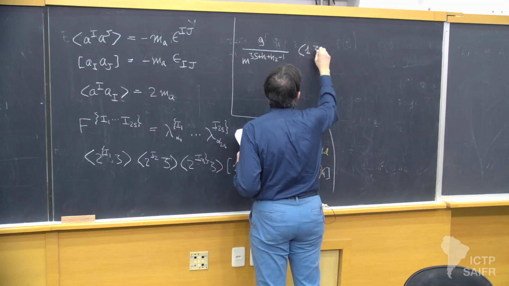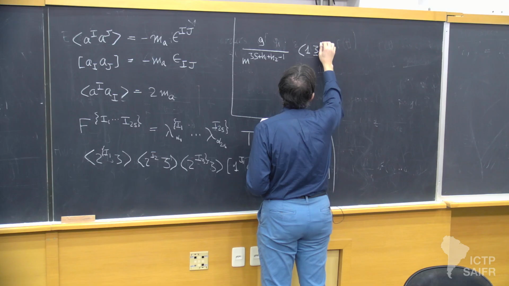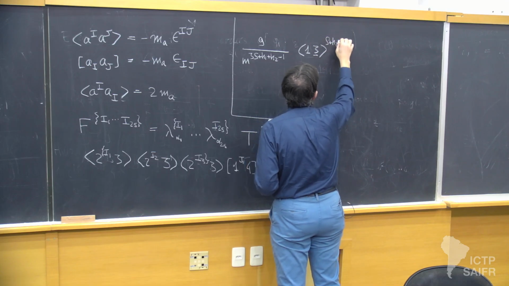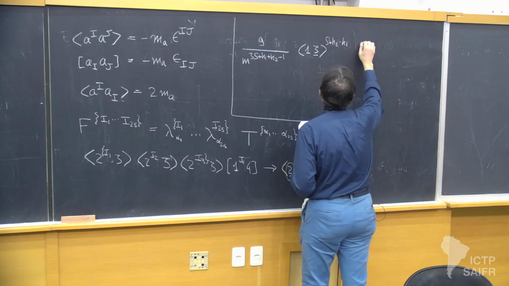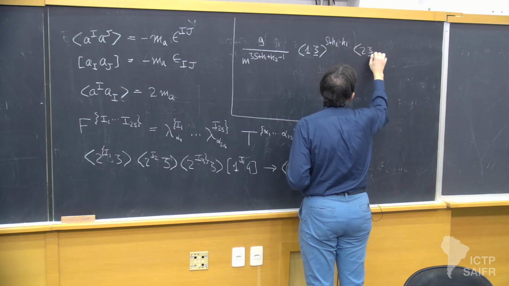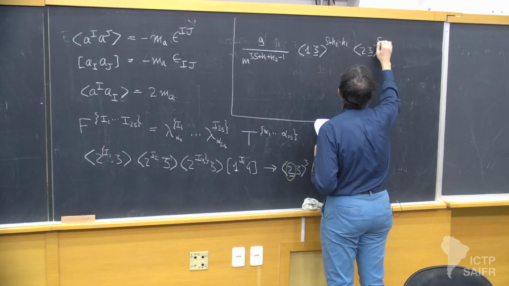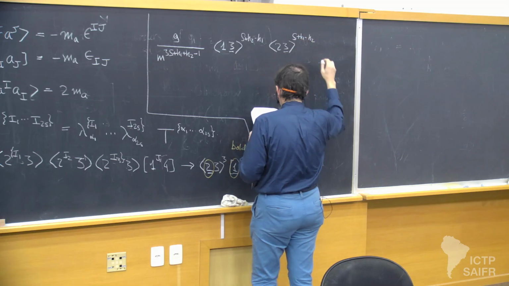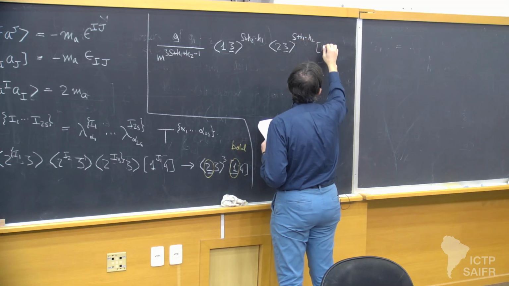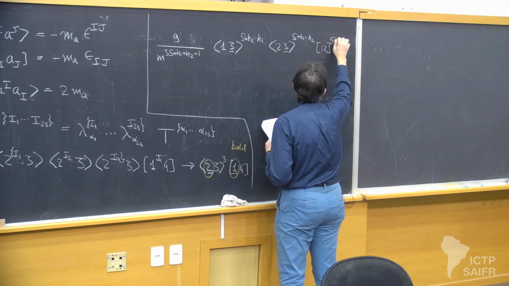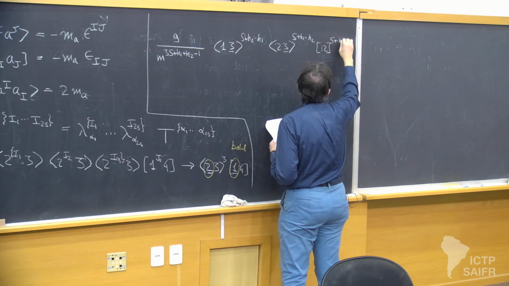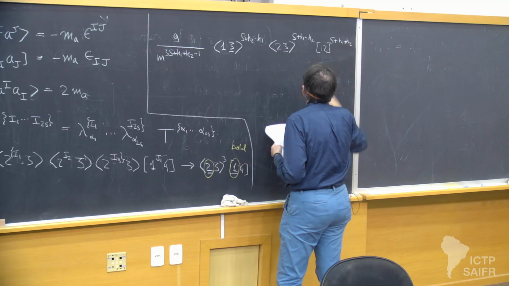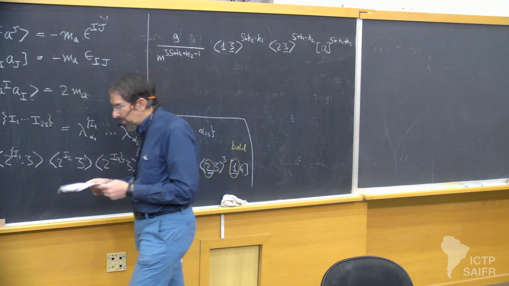So 1 contracted with bold 3 raised to the s plus h2 minus h1, 2 contracted with bold 3 raised to the s plus h1 minus h2, and finally bracket 1, 2 raised. Here there's no hidden indices. It is just raised to that power, s plus h1 plus h2.